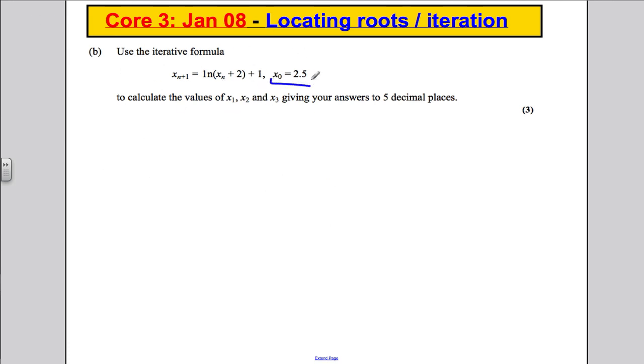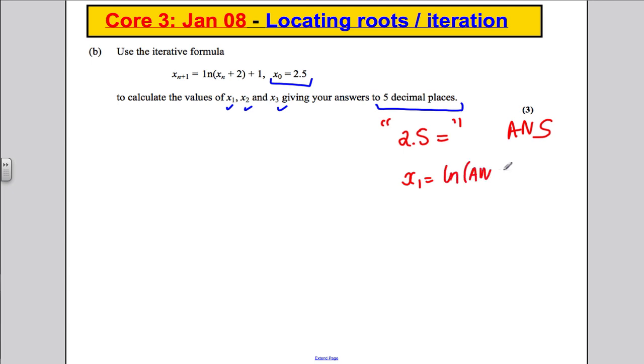It tells us what to start with. It asks us to work out x1, x2 and x3, giving our answers to 5 decimal places. As always with these, we use our calculator effectively. We type 2.5 equals into our calculator. That makes 2.5 be Ans. And then to get x1, we would type in ln of Ans plus 2 plus 1. Hit equals and keep doing it for all the other x's.